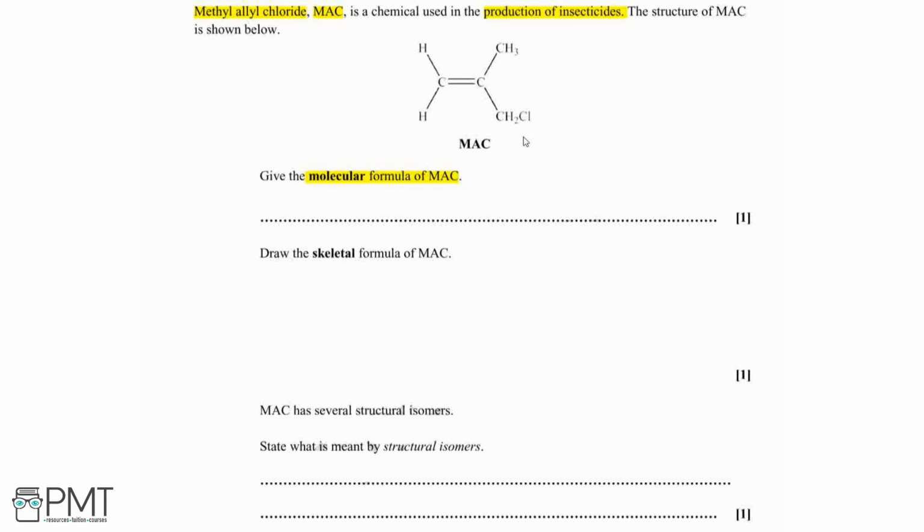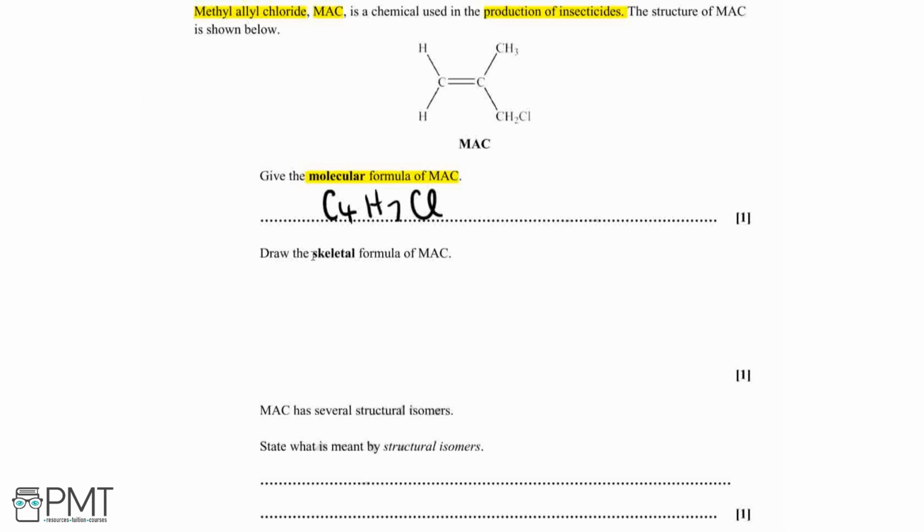So our carbons, we've got 1, 2, 3, 4. That's C4. For our hydrogens, we've got 1, 2, 3, 4, and then that makes 7 there overall. So that's C4H7 so far. And then we've got 1 chlorine. So our overall molecular formula is C4H7Cl, like so.